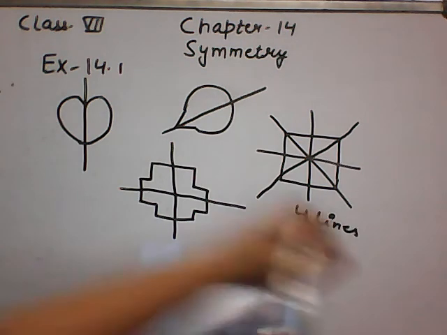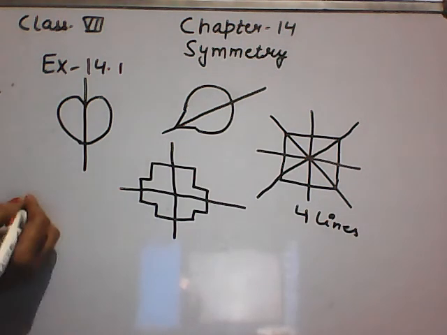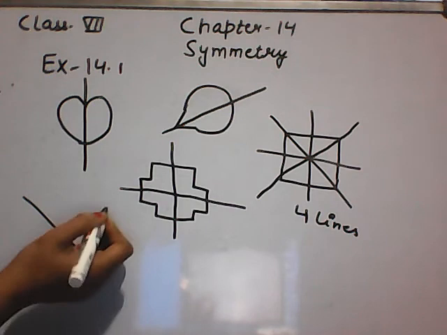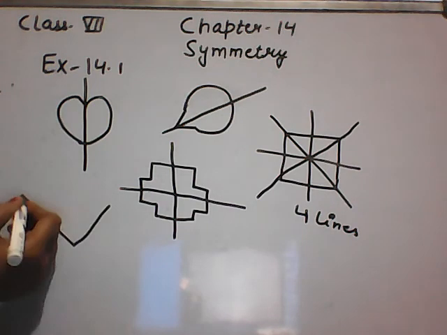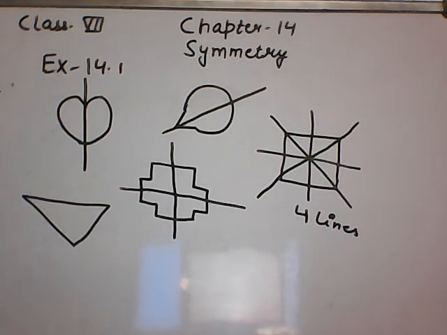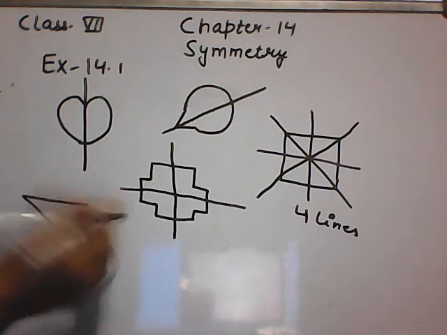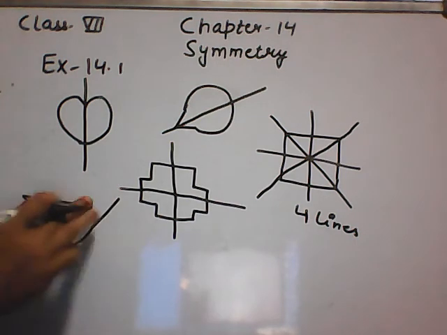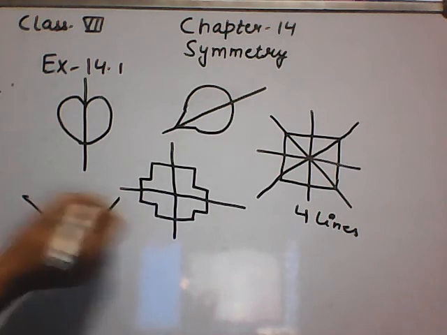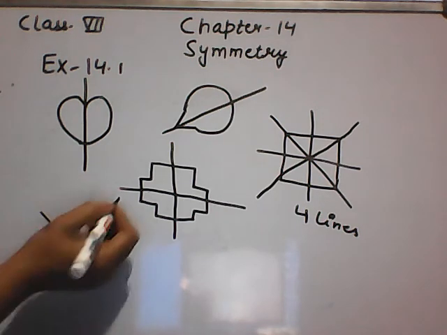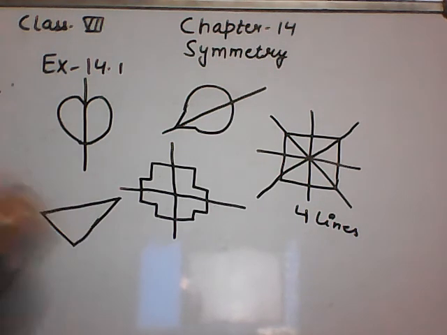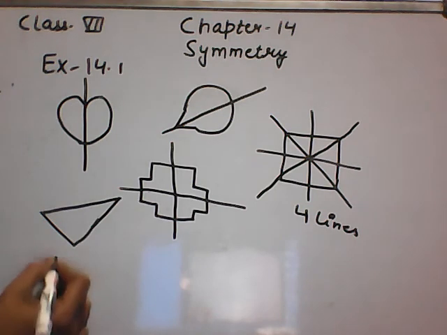Next figure given to you is a scalene triangle. What do you mean by a scalene triangle? A scalene triangle means all three sides are different. The lengths of all these three sides are different. So, in a scalene triangle, there is no line of symmetry. This type of figure is given to you. In a scalene triangle, there is no line of symmetry.